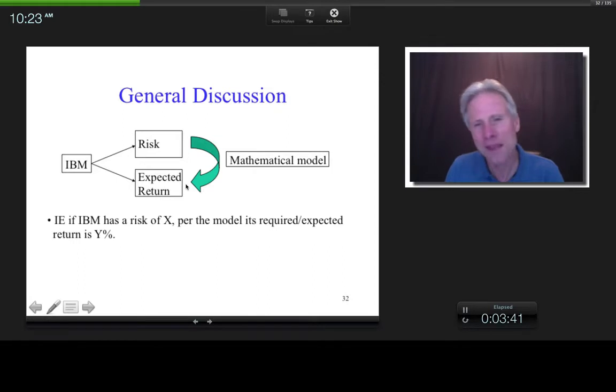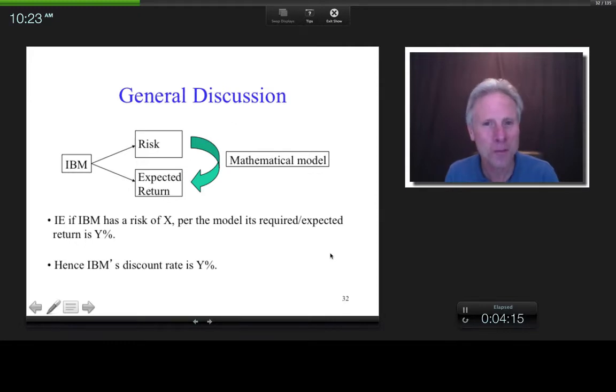And I'm making up these risk units. I'm just making that up. We'll get to specifically how you quantify it. But for example, if IBM has 5 risk units, maybe we develop a formula that says, all right, well, therefore, IBM's expected or required return is, say, 10%. And if that's true, then what would IBM's discount rate be? It would be 10%. Or in the context of these numbers right here, X and Y, it would be Y%. And that's our goal, to figure out the discount rate for financial securities.